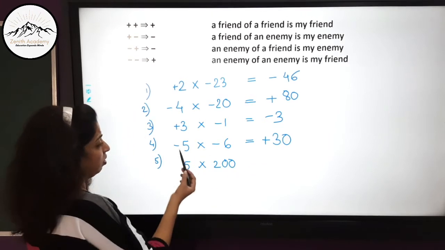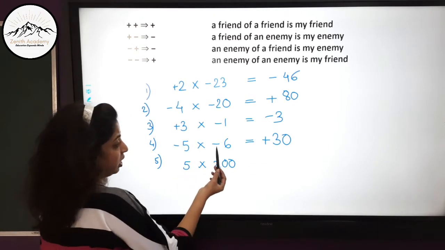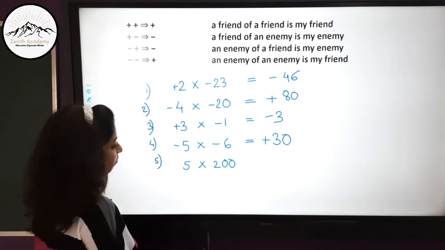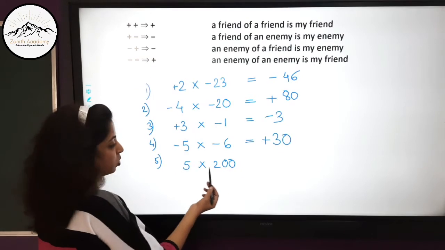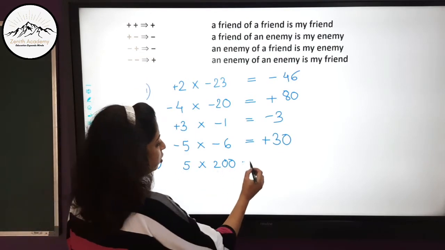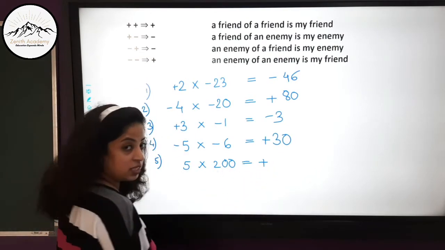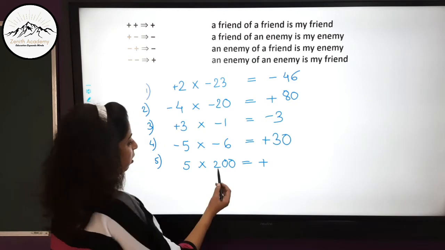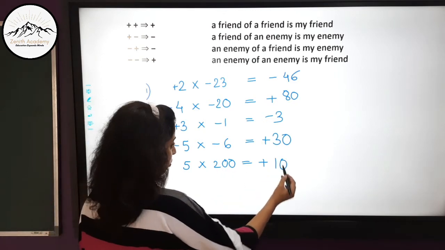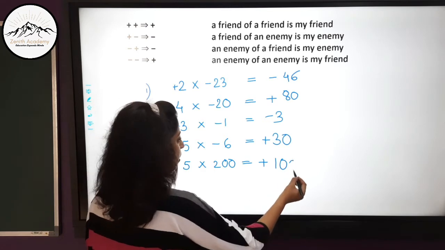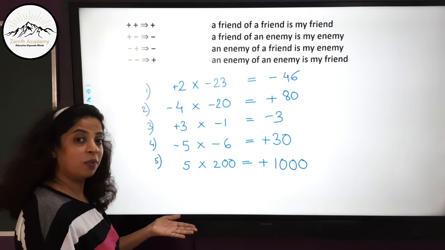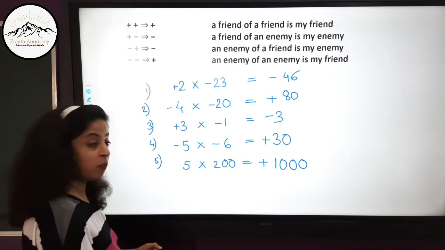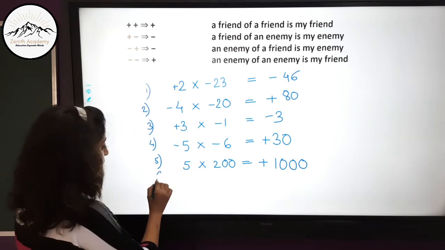Or you can learn it this way: same signs when multiplied give positive. Now here also you can see there are no signs, so 5 is also positive, 200 is also positive, so you will get the answer in positive. Same signs give positive. Now 200 into 5 is 1000. So I hope you have understood the multiplication of integers very well. Now one more thing I want to tell you here.